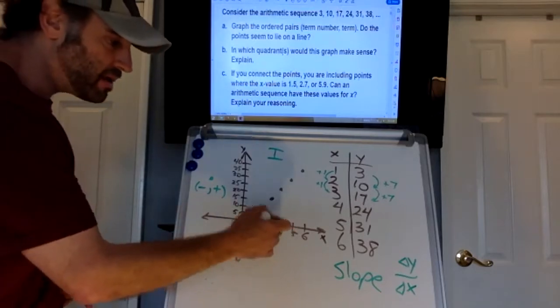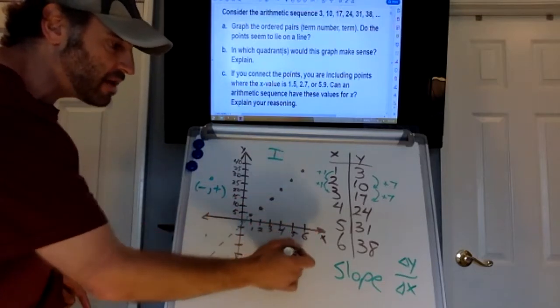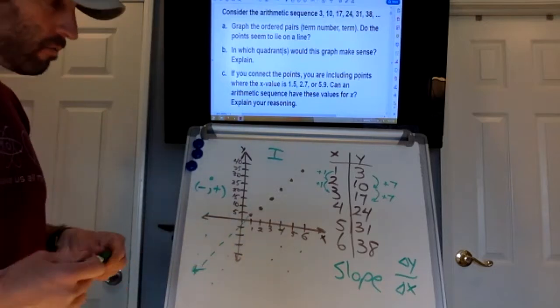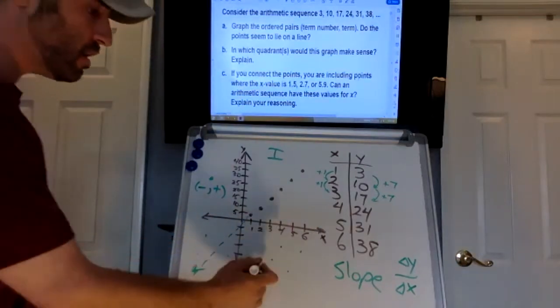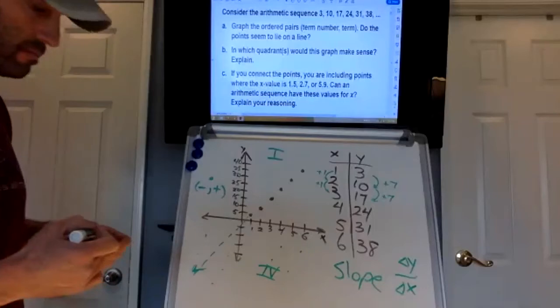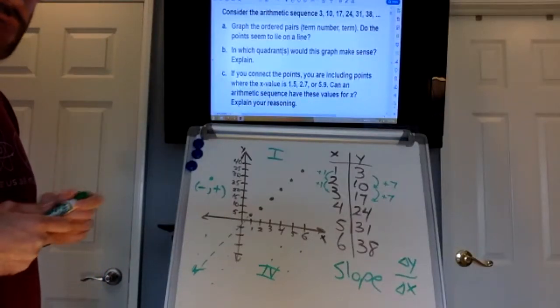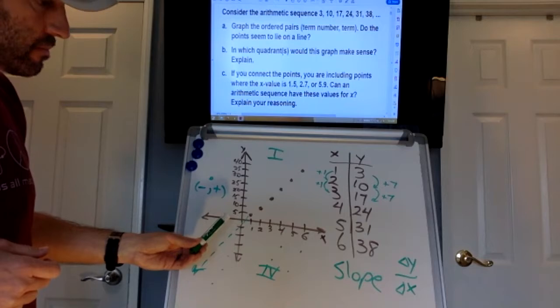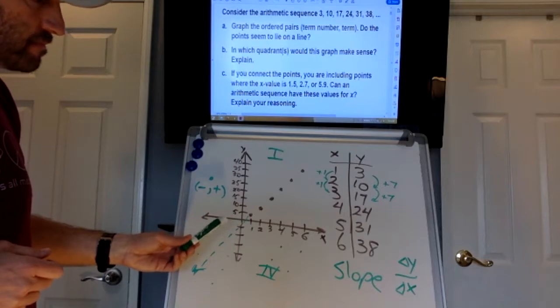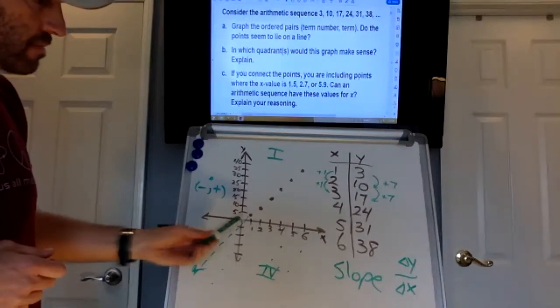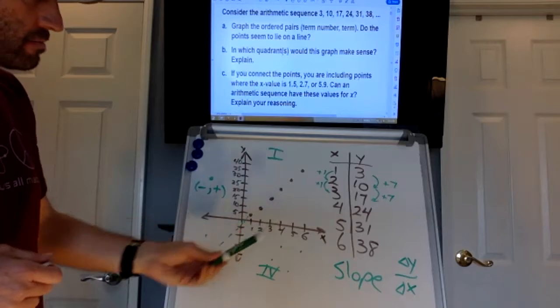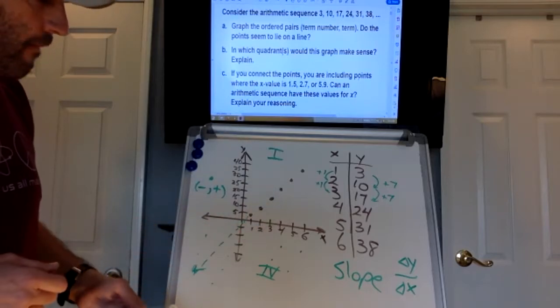What about points being over here in the positive, but down here? What's wrong with a point being in quadrant 4? The line can't go there. Why can't the line go there? Because if all of your x-values are positive, then none of them with the y will be negative.